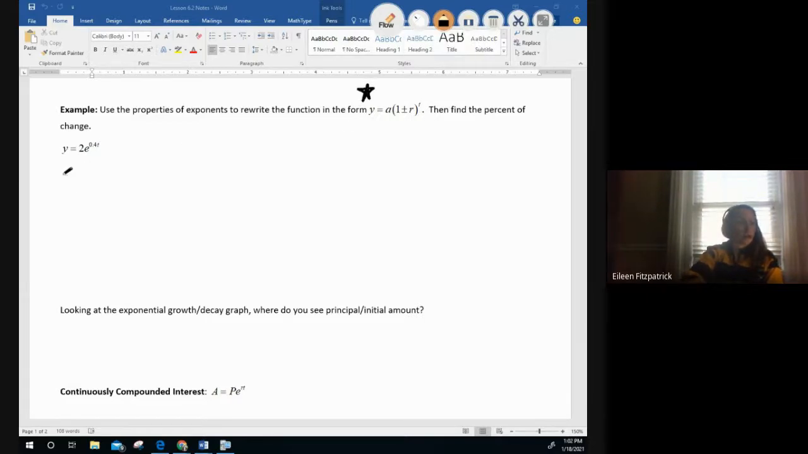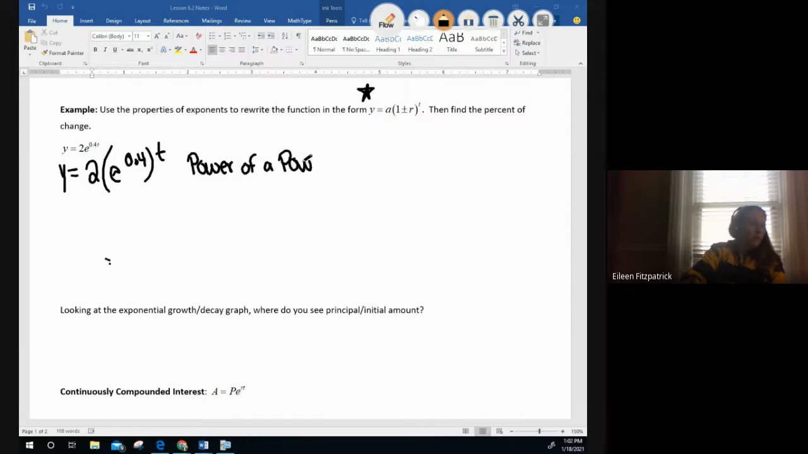Okay, so using the laws of exponents, I'm first going to rewrite it as 2 times e raised to the 0.4, and then that raised to the t. Think about rules of exponents. If I wanted to, I can multiply these exponents back together to get what was originally written. I'm just rewriting by using laws of exponents and simplifying, but getting something that's equivalent to what was originally given. So this was the power of a power property that was used.